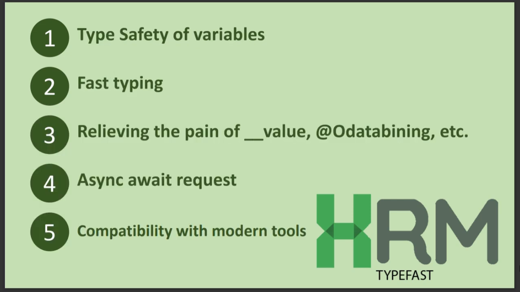Throughout this tutorial, we will see that XrmTypeFast will have the following benefits. Variables will be type-safe as we code in TypeScript and get the final results in JavaScript. Fast typing, which is caused by the C# style encoding and early binding. No more pain of dealing with OData binding and underline value stuff. Easily handling async and await operations. In fact, no more chaining of one request within the response of the previous request. And finally, compatibility with modern tools and technologies such as PCF, Fluent UI, etc.